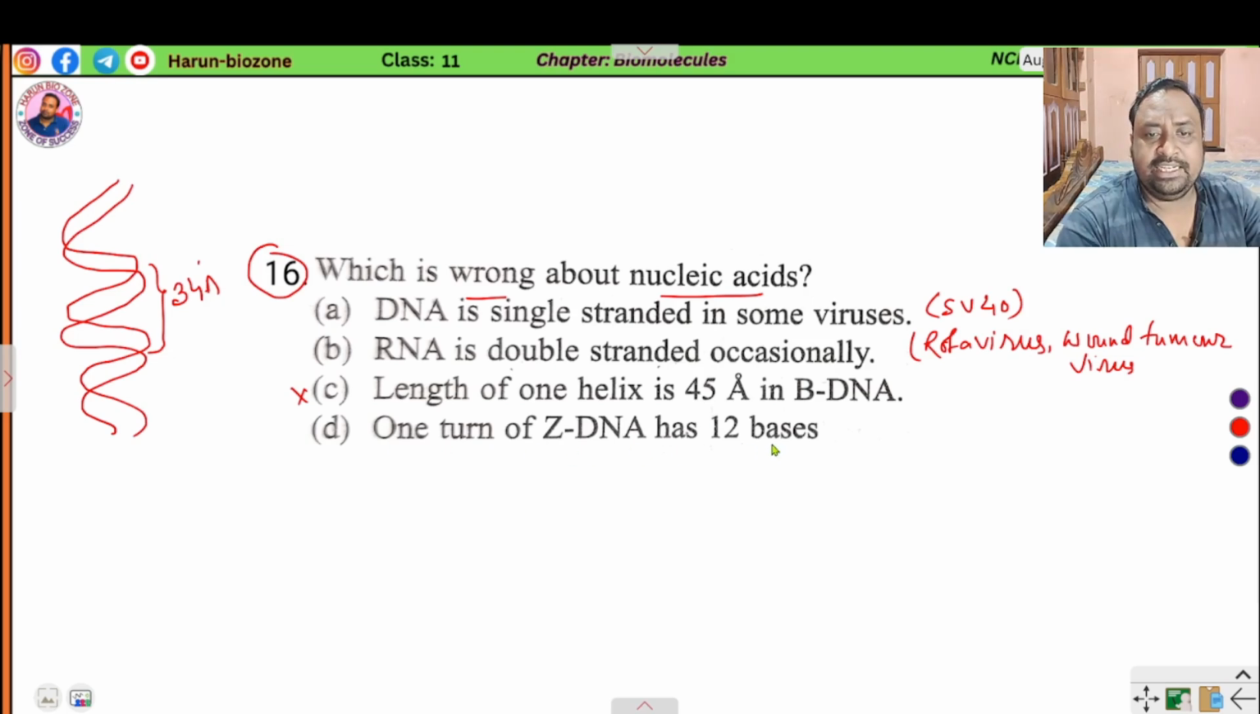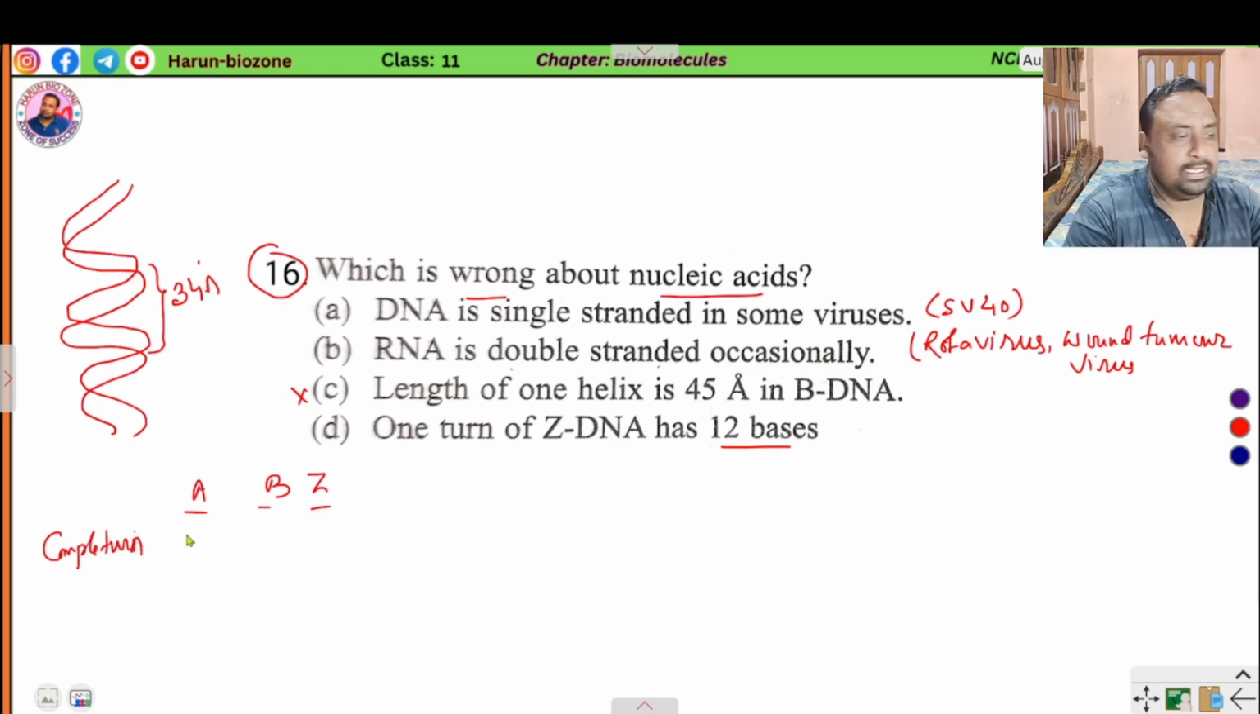One turn of Z-DNA has 12 bases. One turn of A-DNA has 11 bases, and B-DNA has 10 bases. The length of a complete turn is, in case of A-DNA, 26 angstrom, in B-DNA 34 angstrom, and here in Z-DNA 37 angstrom.